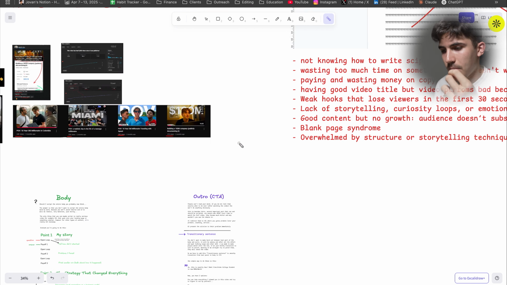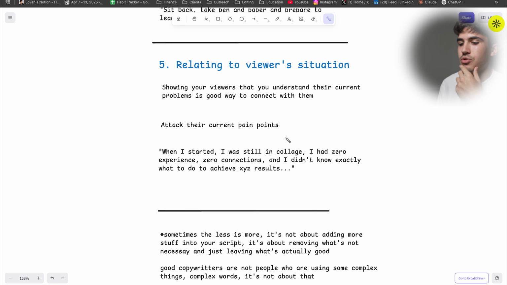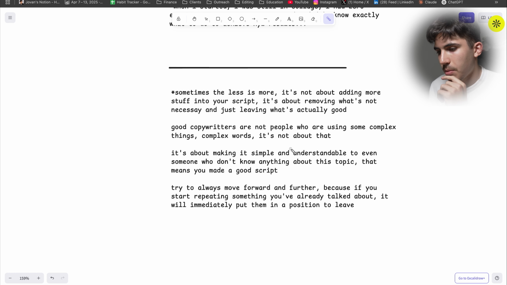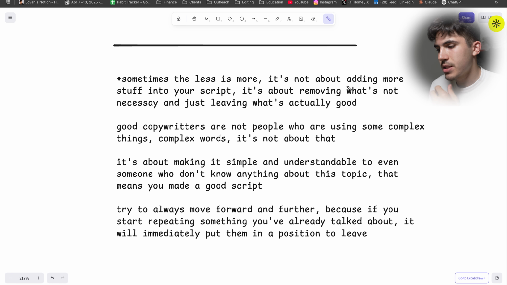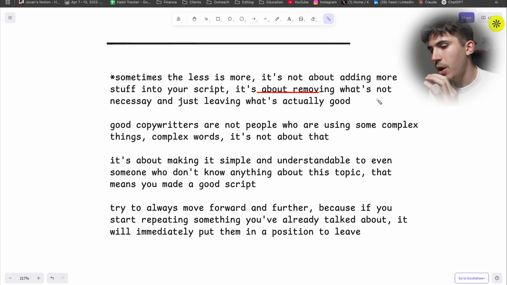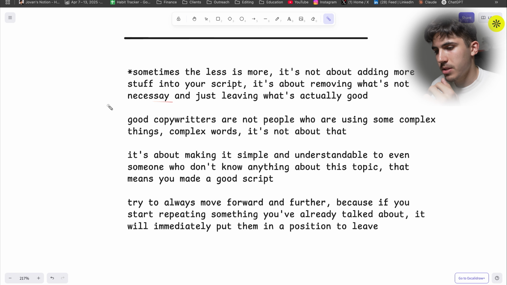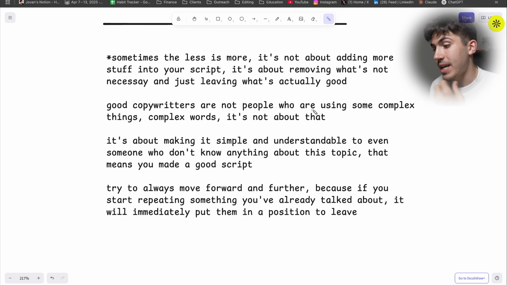I just use an example for this relating to the viewer's situation part. Just a few things I want to add on. Less is more. In scripting an overall YouTube video, it's not about adding more stuff into our script. It's about removing what's not necessary, and just leaving what's actually good.